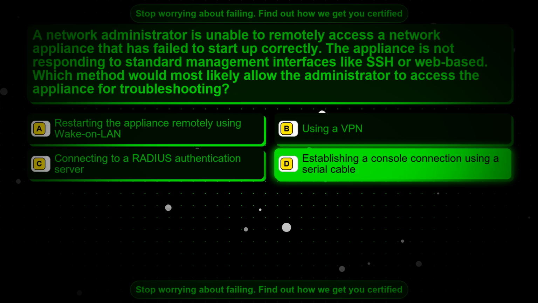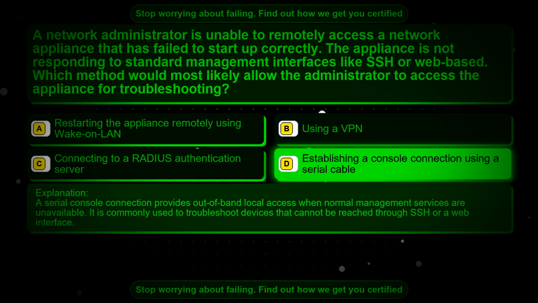The correct answer is option D, establishing a console connection using a serial cable. A serial console connection provides out-of-band local access when normal management services are unavailable. It is commonly used to troubleshoot devices that cannot be reached through SSH or a web interface.